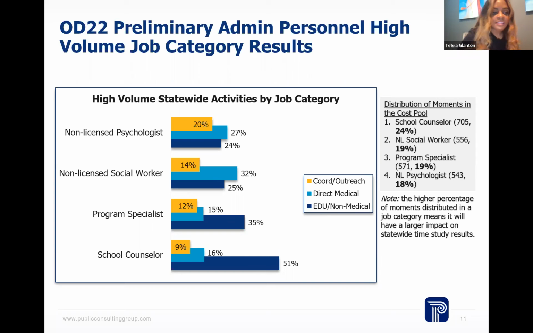So let's take a second and look at the results we have here. What's running through your mind? What do you see here? Some interesting stuff here. And then they also, in the dark blue bar, reported they spent 51% of their time engaged in educational or non-medical services. So who's getting the most moments in the admin cost pool? That's question one. Marley said school counselors, correct? Yep.